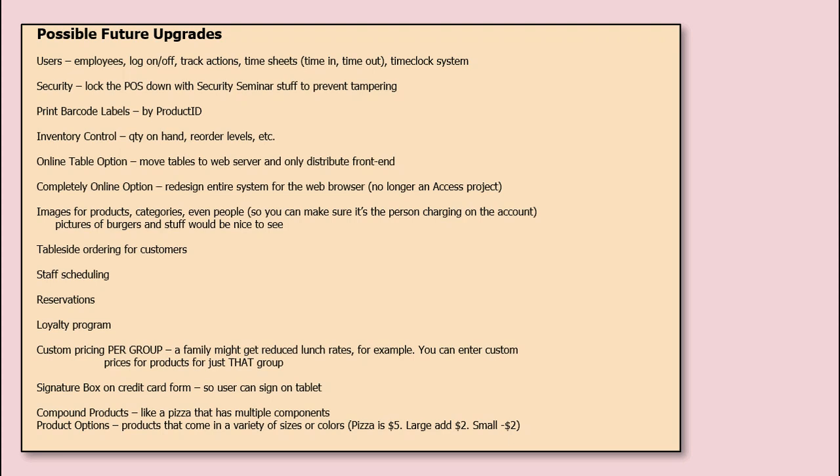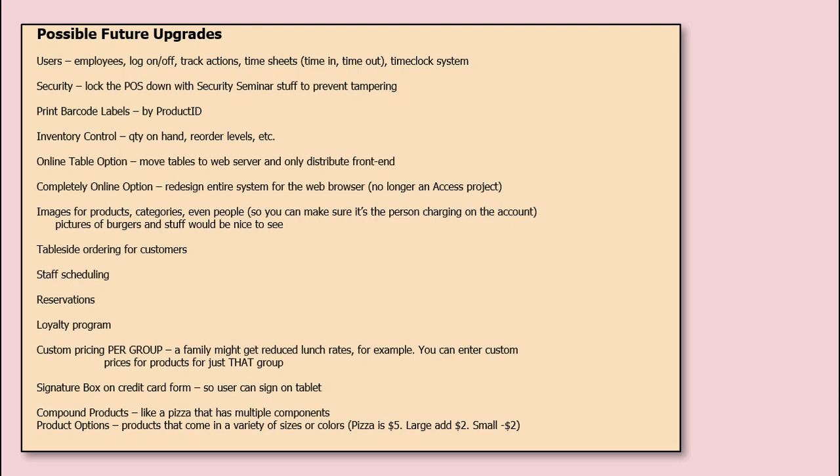But that's where you can have a quantity on hand for each product, your reorder levels. If you've got 15 apples on the shelf and you want to order more apples when it gets down to 5, that's important. So, an online table option. Okay, then again, this is going to involve a little bit of web server action here with SQL Server or something like that, where we can put your tables online and then just distribute the front end to your people. So if you've got 3 cafes, you can have all of your data stored on a web server, and then the cafes just get a front end that connects over the internet to the back end.